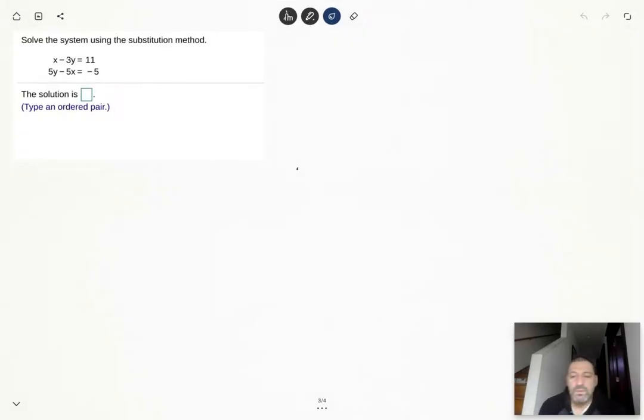Okay, one more example for you. So this problem, we don't know the value of any of the variables yet. So before we start, we have to solve for a variable. So x or y, it doesn't matter. You can solve for this y, this x, this y.